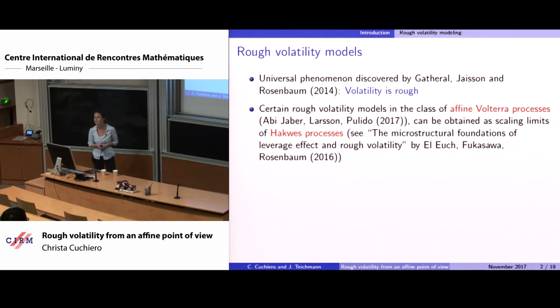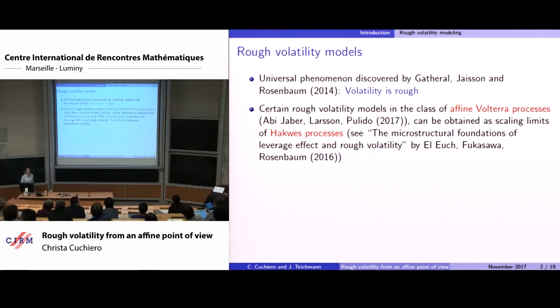This is in the work of Mathieu and Omar and Masaki, where they show, as Martin also pointed out, that the intensity of certain Hawkes processes converges to the rough Cox-Ingersoll-Ross process.